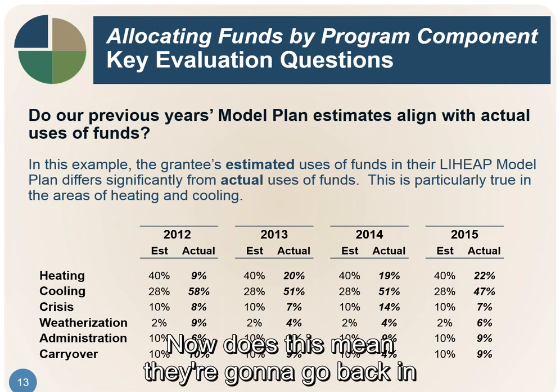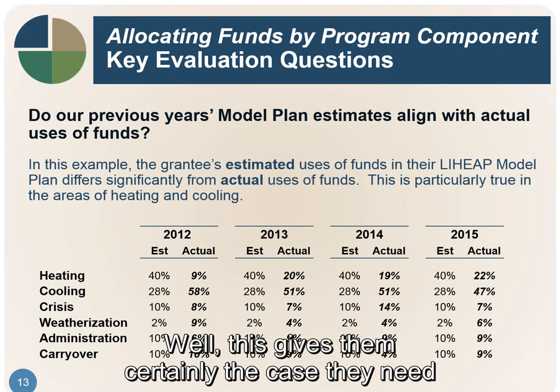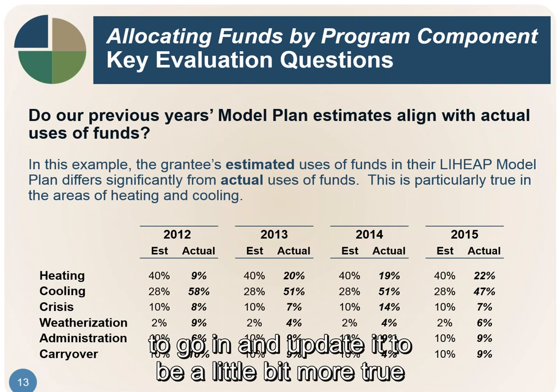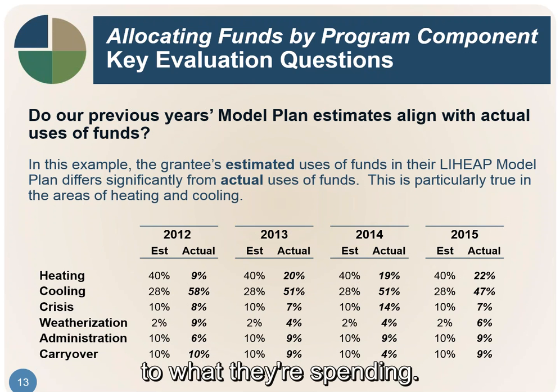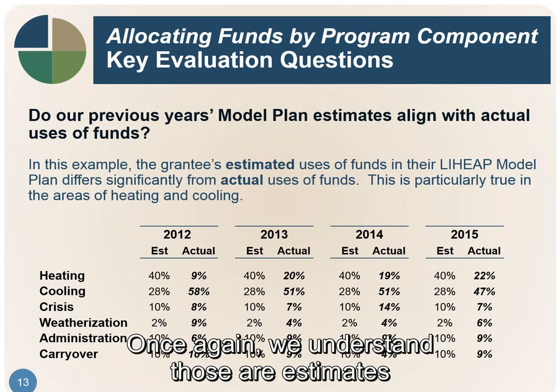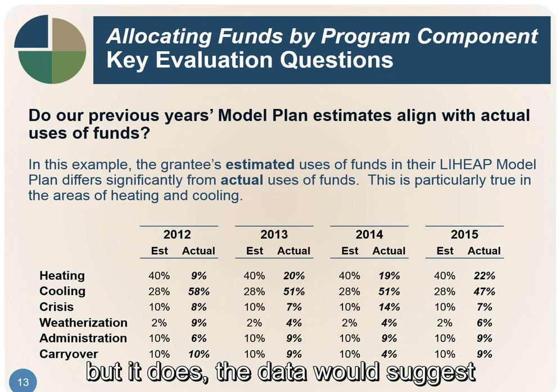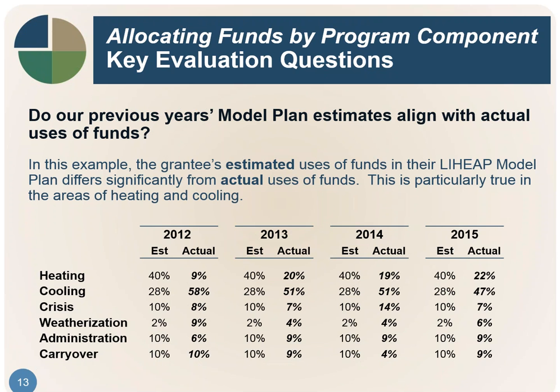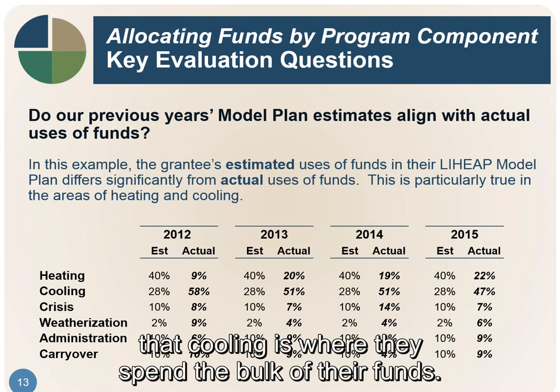Now, does this mean they're going to go back in and change their plan? Well, this certainly gives them the case they need to go in and update it to be a little bit more true to what they're spending. Once again, we understand those are estimates, but the data would suggest that cooling is where they spend the bulk of their funds.